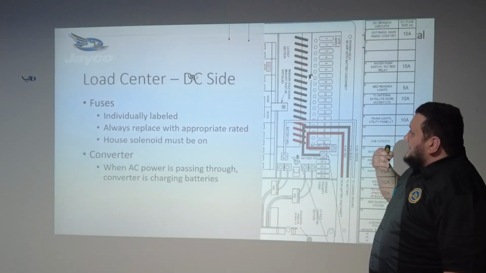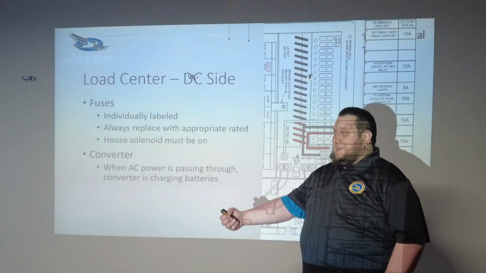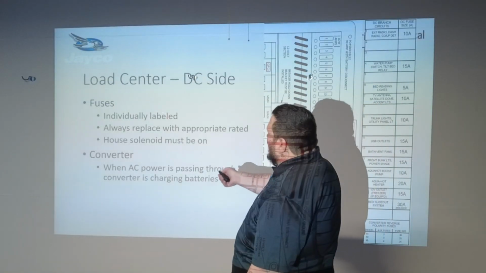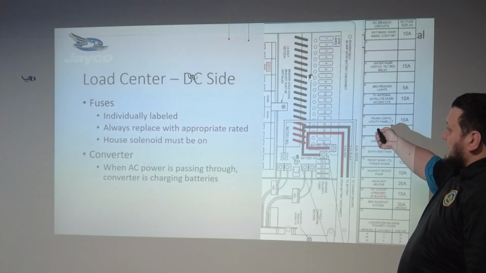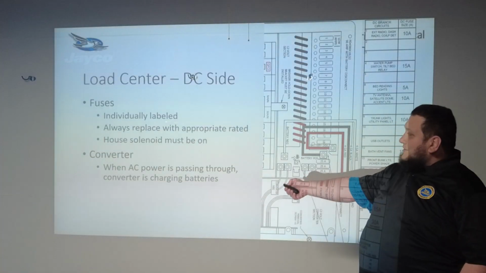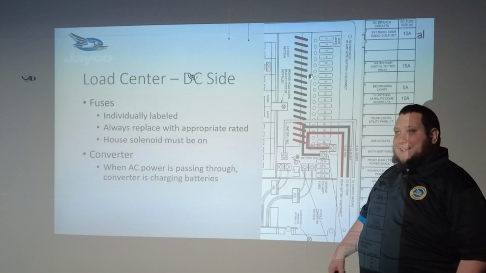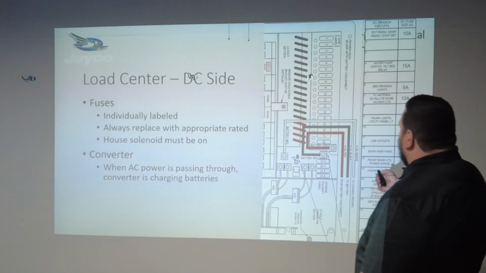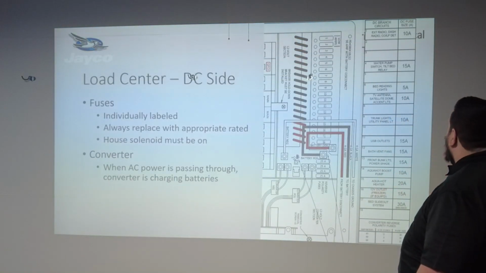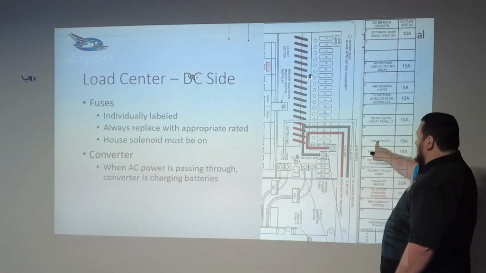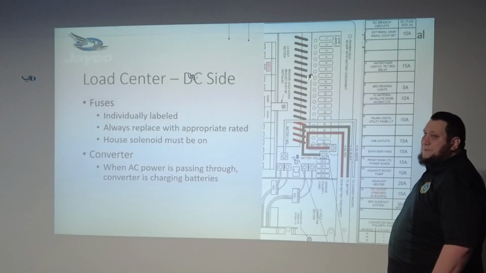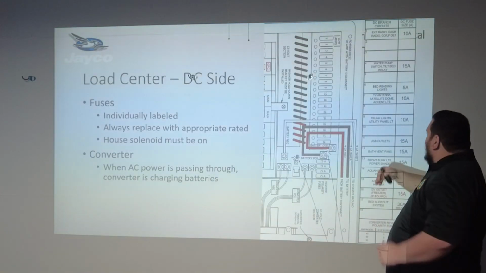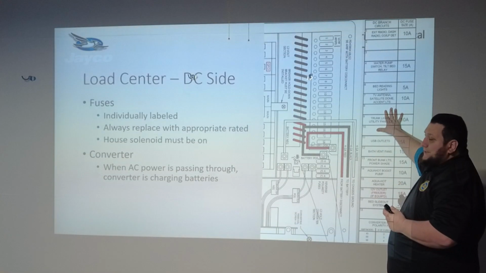Now, if we're testing our load center on the DC side, again, a couple things we want to keep in mind. Our fuses up here are going to be individually labeled, and we always want to replace with an appropriately sized fuse. So if we blow a 15 amp fuse on number 11 here, it's 15 amp. We replace it with a 15 amp.